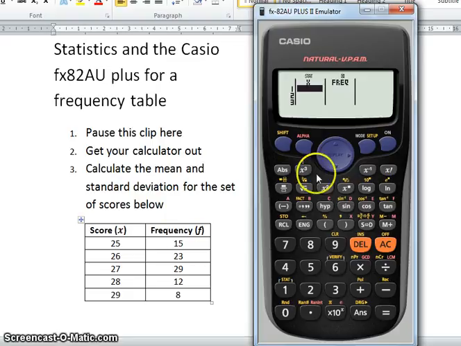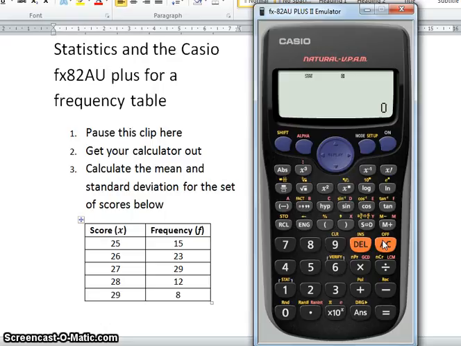Now we're into those scores. So 25 equals, 26 equals, 27 equals, 28 equals, 29 equals. Okay, cross and up, we'll get the frequencies in. 25 occurred 15 times. Press equals after every frequency. 23, 29, 12, and 29 occurred 8 times. Press equals at the end, press all clear.